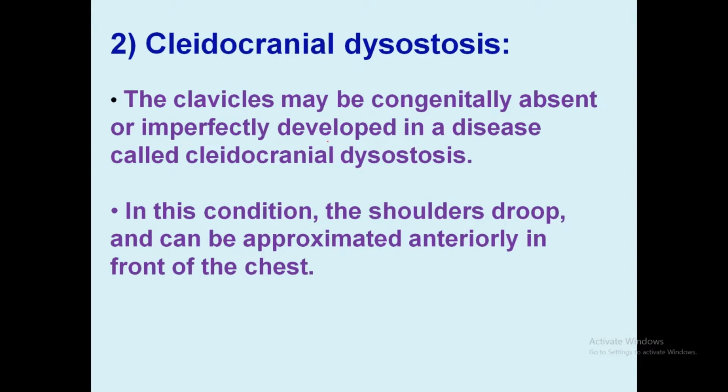And next is cleidocranial dysostosis. In this condition, the clavicles may be congenitally absent or imperfectly developed. The shoulders droop and can be approximated anteriorly in front of the chest. Droopy shoulder syndrome is a depression of the shoulder that stretches the brachial plexus, thus causing pain without any signs of neurological impairment.